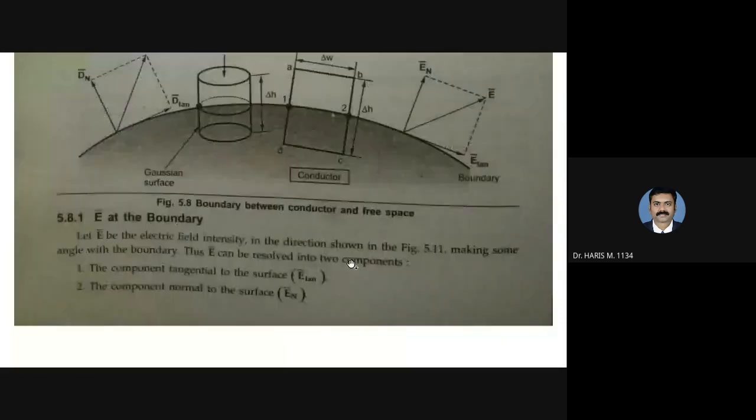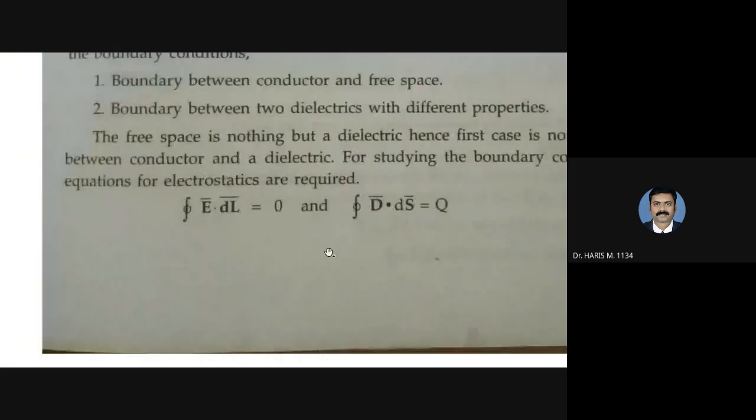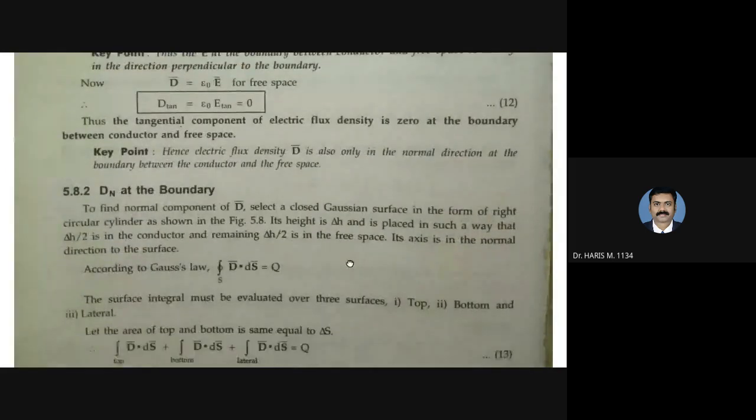So now we are going to introduce the Gauss law here. So first we have written two equations. We are going to take the second equation, which is related to the Gauss law, that is integral D dot dS is equal to Q. Take that equation. So according to the Gauss law, integral over the surface. This is basically a surface integral, closed contour.